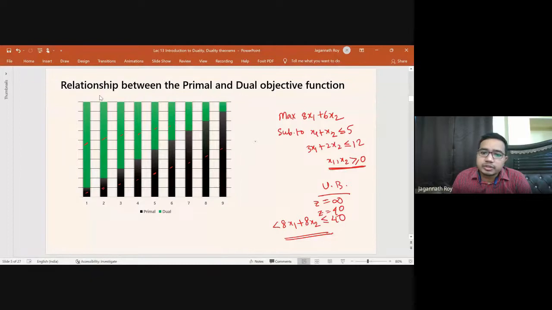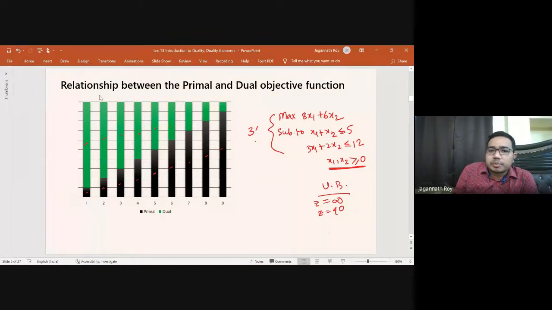Now can we reduce this further? Because we know that for this maximization problem the optimal value is 34.